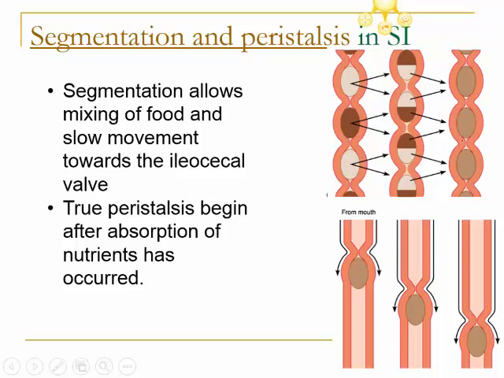After this, once the food is completely digested, it will start peristalting and get pushed on towards the ileocecal valve. So peristalsis is very different because it's a wave that goes forwards. As you can see here, it's a wave that goes forwards. And true peristalsis only starts after absorption has occurred. So let's take a look at how segmentation occurs in the small intestine.